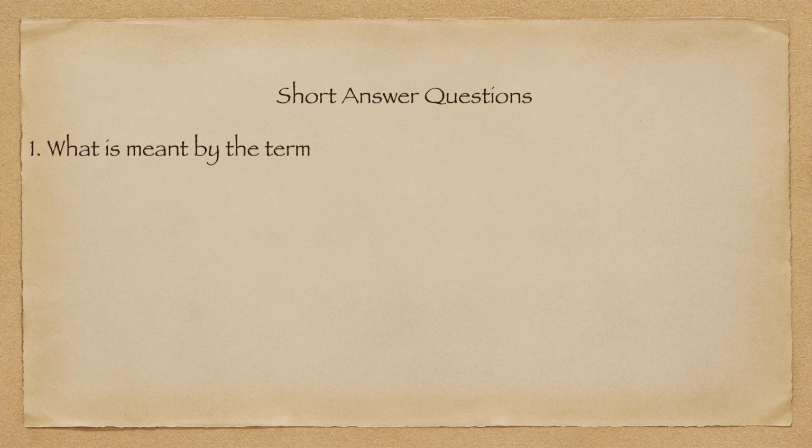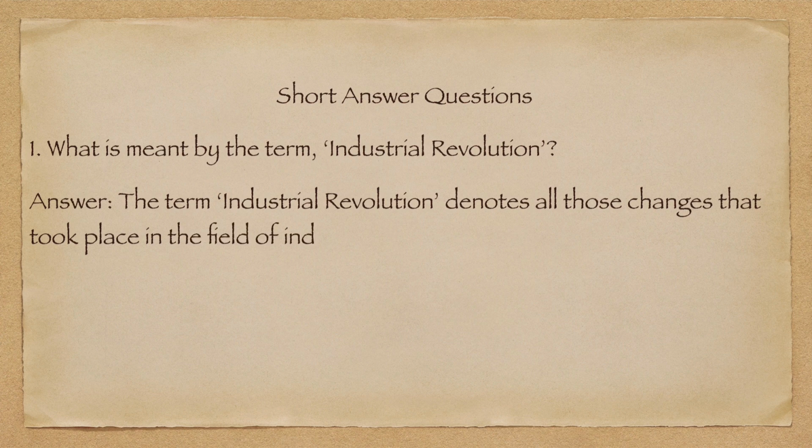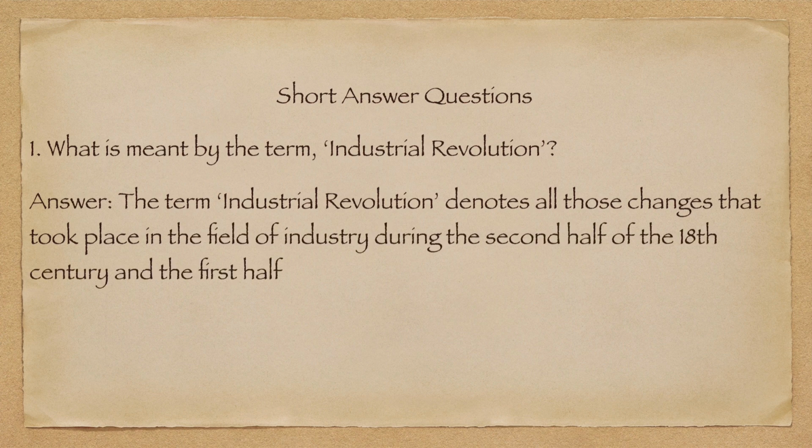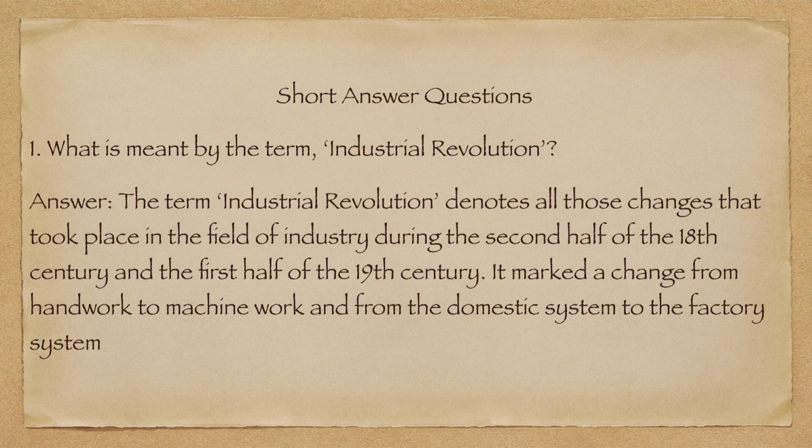1. What is meant by the term Industrial Revolution? Answer. The term Industrial Revolution denotes all those changes that took place in the field of industry during the second half of the 18th century and the first half of the 19th century. It marked a change from handwork to machine work and from the domestic system to the factory system of production.